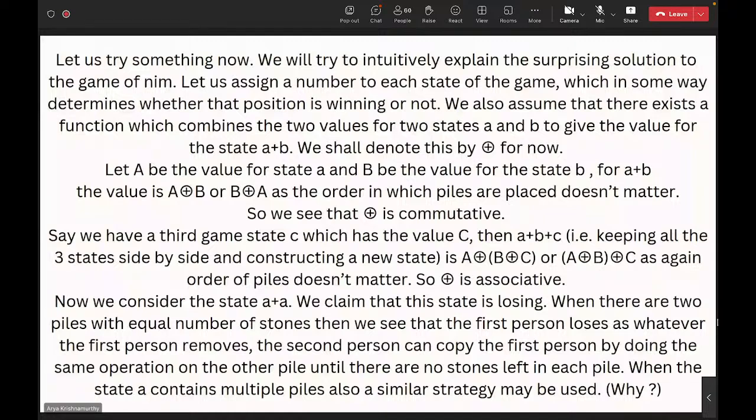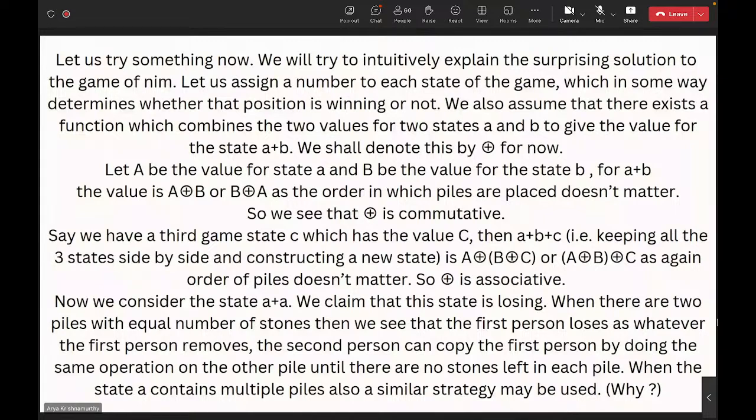And when the number of stones in the 2 piles are not equal, the person who's starting the game can remove stones from the pile that has the greater number of stones, so that both of them will have an equal number of stones after his move. So essentially he'll make the second guy lose, right? So he's going to win.